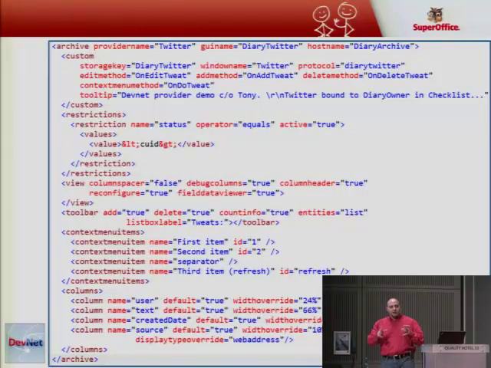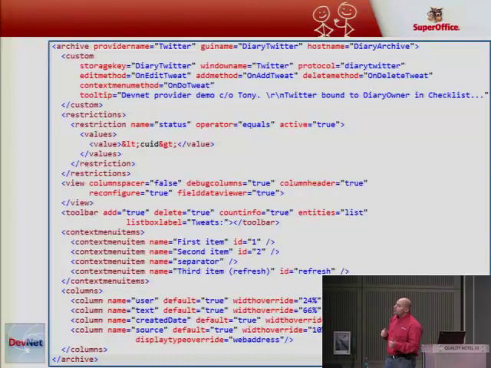You can refresh the configurations. Anytime I make a change to the configuration file, this XML file, I can right-click on the archive control, choose reconfigure, and it will reload all of my changes. So I don't have to restart SuperOffice to see those things.